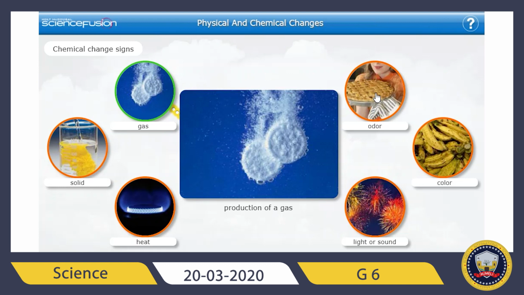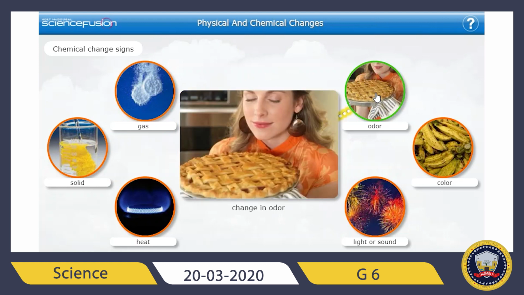What else? If you are observing a change in odor, what is odor? Odor is the smell. If a new odor is happening, for example, when you bake something, if you are feeling there is a new odor, you can say that this is a chemical change.